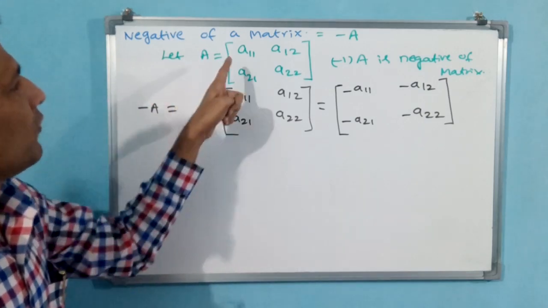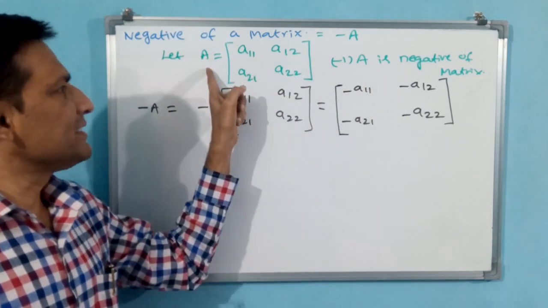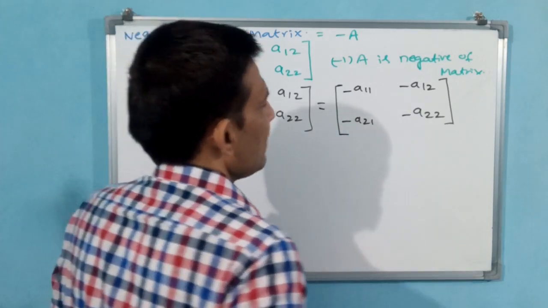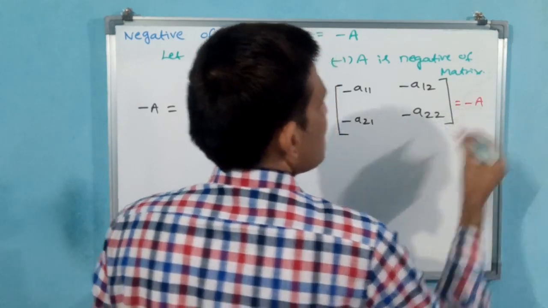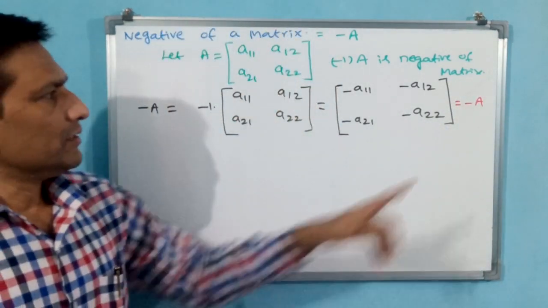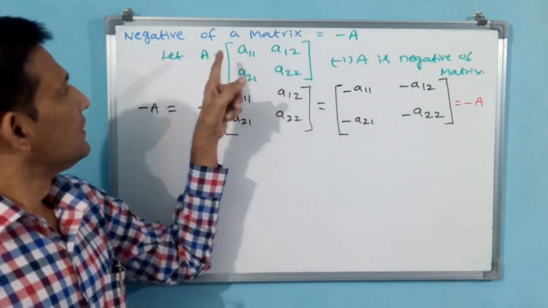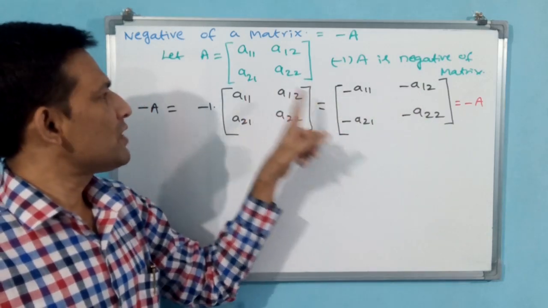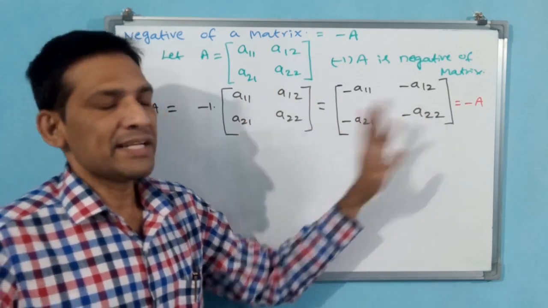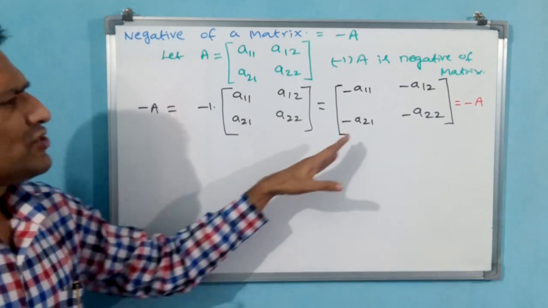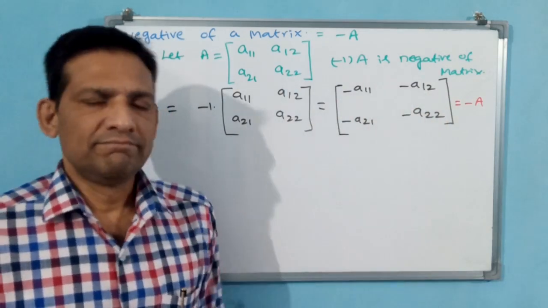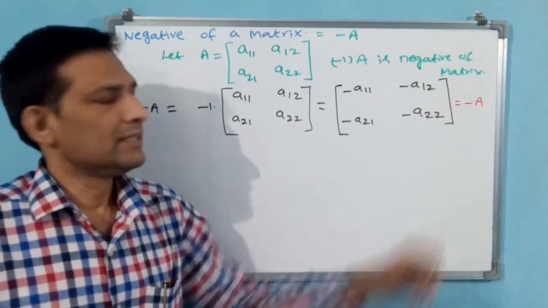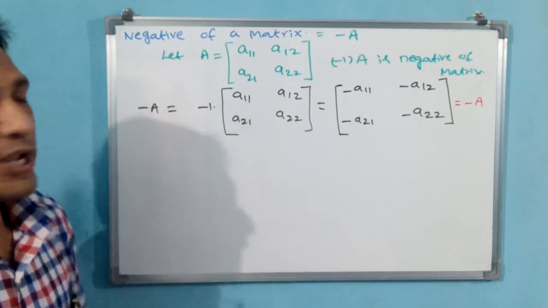Okay. Now if you compare the normal matrix A with minus A, this is minus A. Finally, negative A, minus A or negative A. See, a11 becomes minus a11, a12 becomes minus a12, a21 becomes minus a21, a22 becomes minus a22. That means what you are doing? You are changing the sign of all elements inside the matrix. Okay, this is called the negative of a matrix.